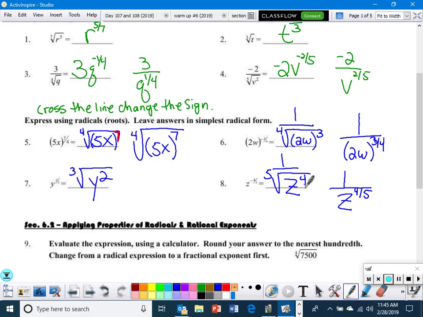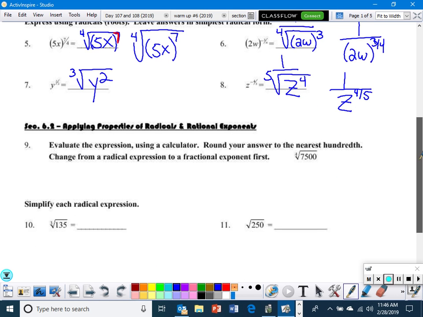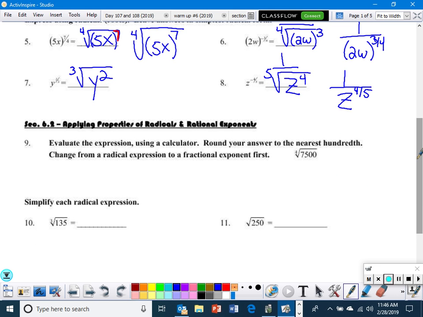All right, chapter 6.2. Evaluate the expression using a calculator. Round your answer to the nearest hundredth. Change from radical expression to a fractional exponent first. All right, so I'm going to rewrite this as 7,500 to the 1/4 power.